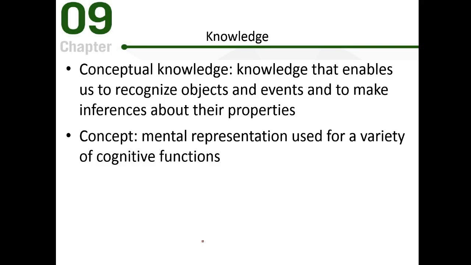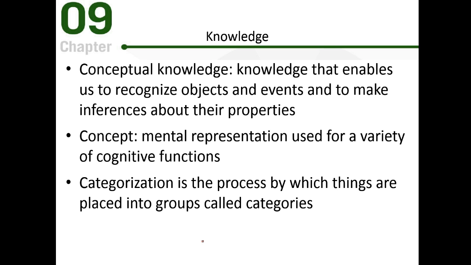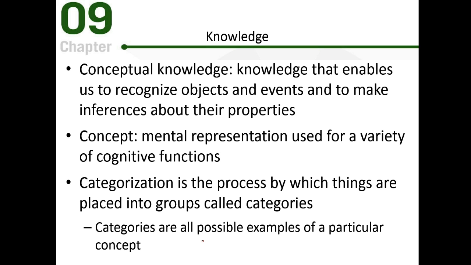So a good question to ask at this point is, how are all of these things organized? Well, it turns out that we categorize. Cognitive psychologists define categorization as the process by which things are placed into groups called categories. And categories are all possible examples of a particular concept.